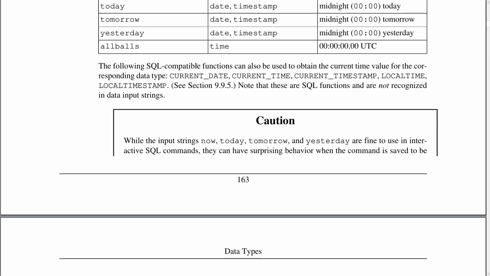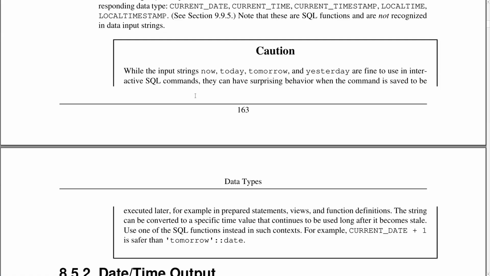The following SQL compatible functions can also be used to obtain the current time for the corresponding data type: current date, current time, current timestamp, local timestamp. So these are SQL compatible functions, which we will also see later when we read chapter 9. Note that these SQL functions are not recognizing date input strings.